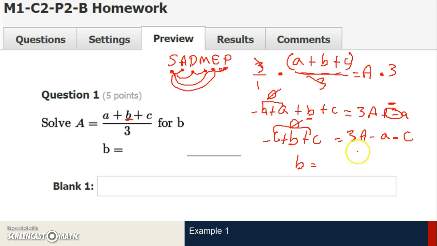Since none of these are like terms, I've got to make sure that I write my final answer in order so that the terms come in alphabetical order.